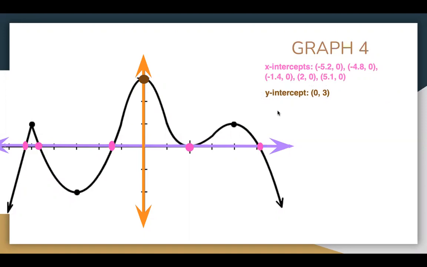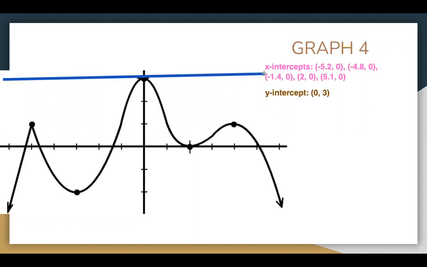Now that we have our x and y-intercepts, let's take a look at our absolute maximums and our absolute minimums. So our top of our graph, our absolute maximum, up here, here's that point. That's the same thing as our y-intercept, 0,3.